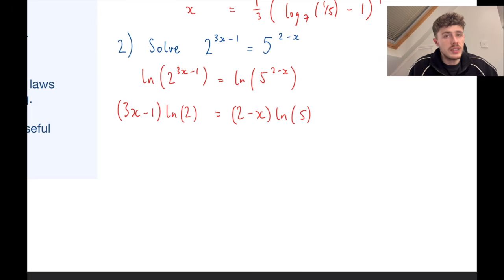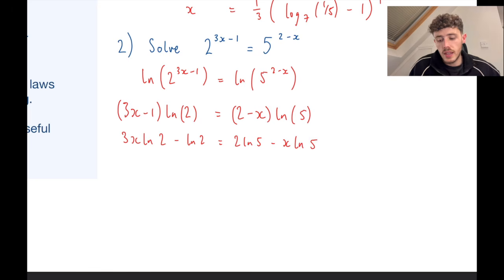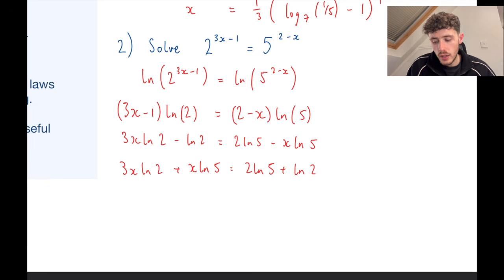What we can now do is expand that out. And once you've done that, the next step will be to have the x's on one side and the numbers on the other side. Because you have to remember 2 ln 5 and ln 2 are essentially just numbers. You could put them into a calculator and they will give you a decimal. So that's what that would look like.